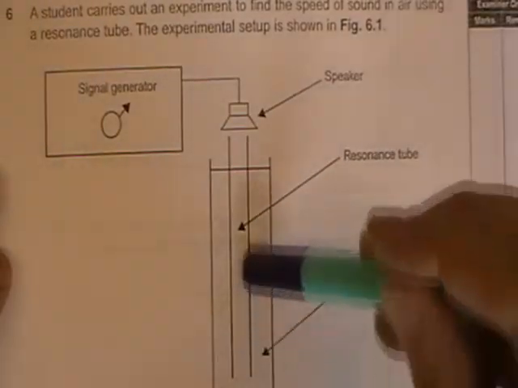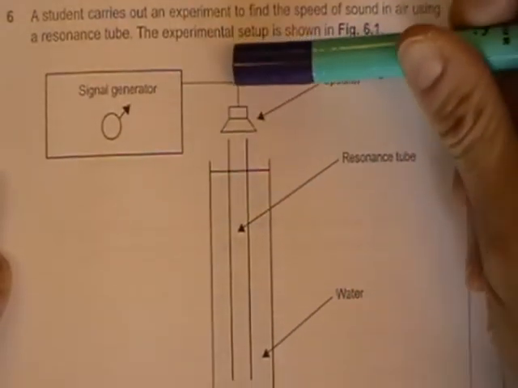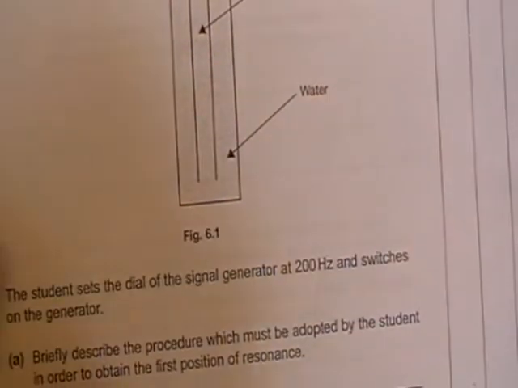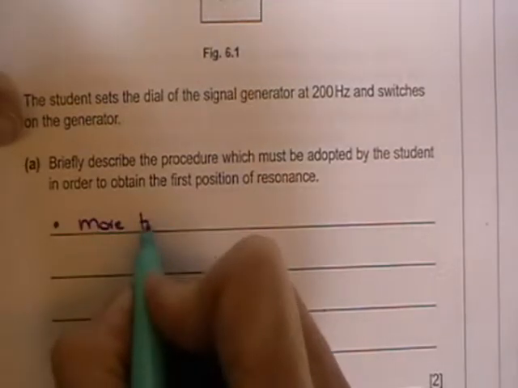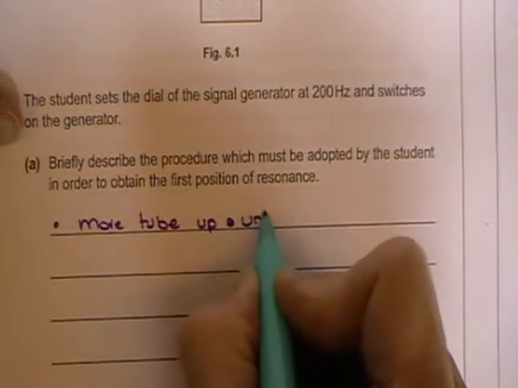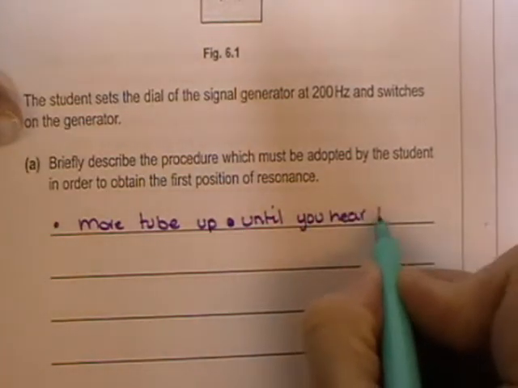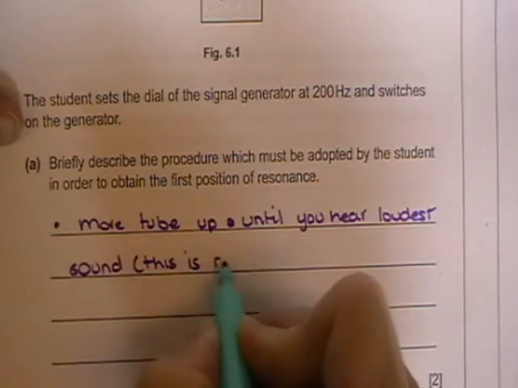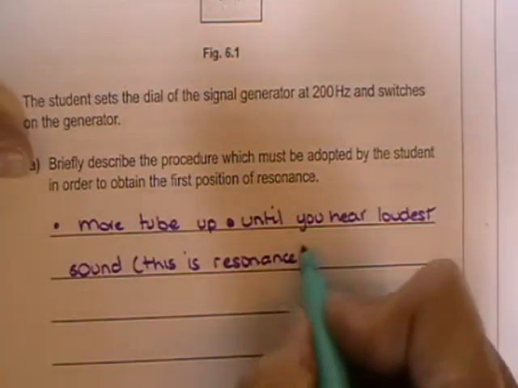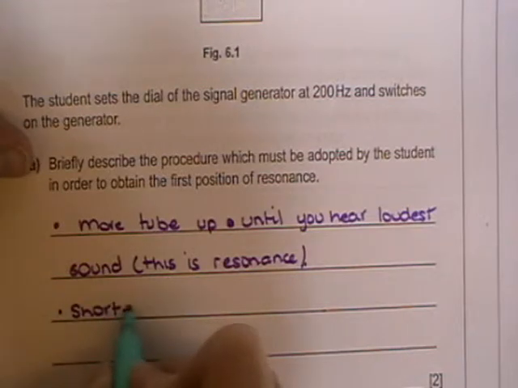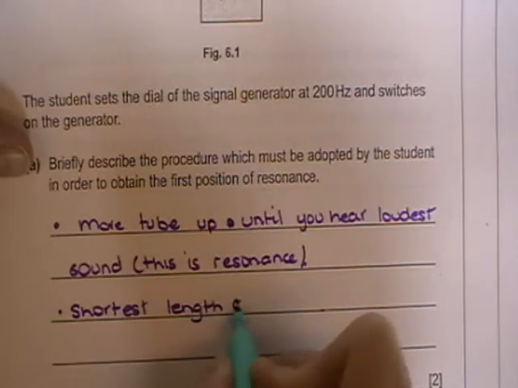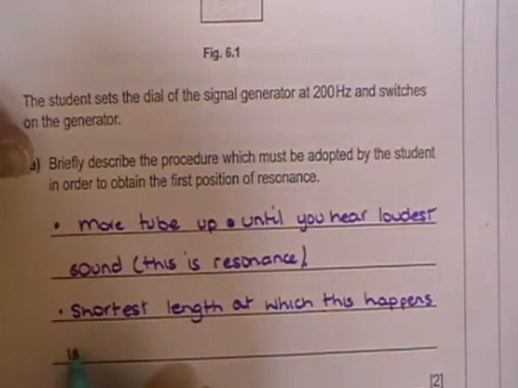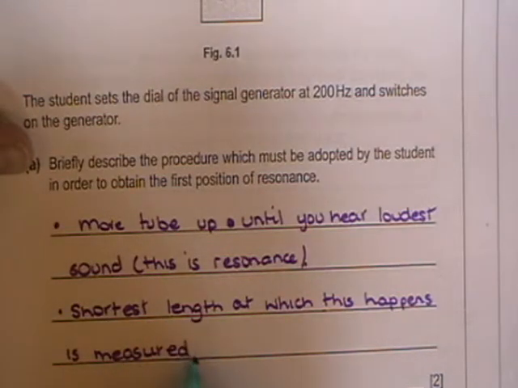So of course what you have to do is move the whole thing up and down, but generally up a bit, until you can hear the loudest possible sound at the shortest length, and that's your position of resonance. So if you say then that you're going to move the tube up until you hear the loudest sound, this is resonance. The shortest length at which this happens is measured then. Okay, so move the tube.